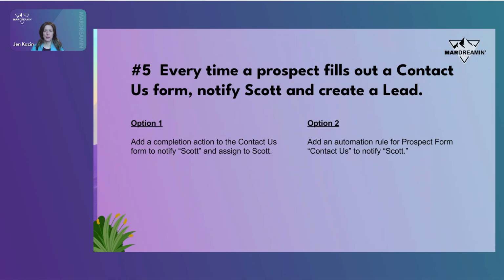Last one. Every time a prospect fills out a contact us form, notify Scott and create a lead. Two choices. Option 1, add a completion action to the contact us form to notify Scott and assign. Or would you do it with all the actions that you see in option number 2, add an automation rule for the prospect form, contact us, to notify Scott?